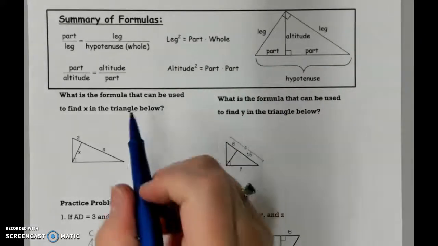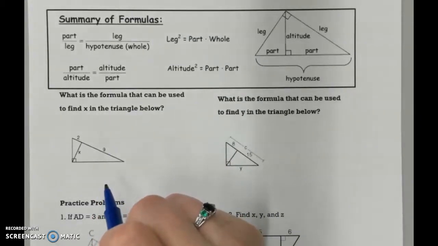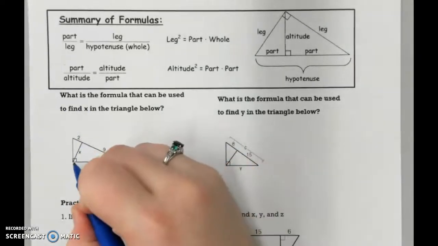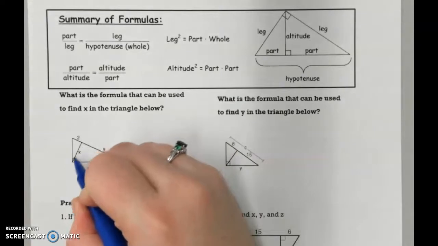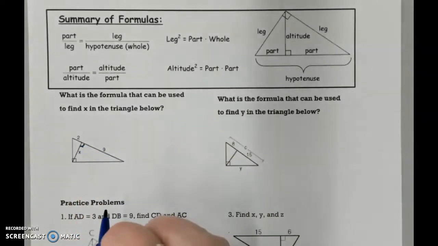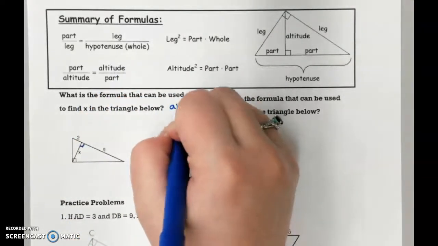So on this first one here, we want to know what formula can be used to find x in the triangle below. And we're going to actually go ahead and solve it as well. So first of all, let's identify if we're looking for a leg or an altitude here. X goes from the vertex to the opposite side, and we're going to assume that it's perpendicular. So that would make x an altitude. So I'm looking for an altitude.